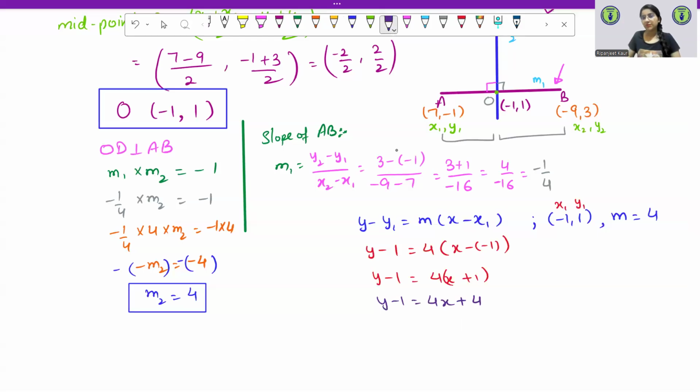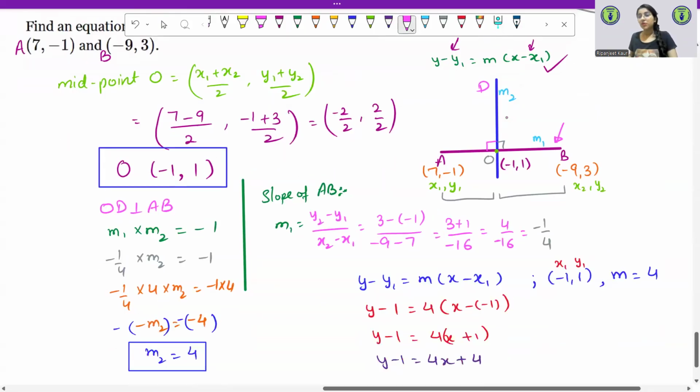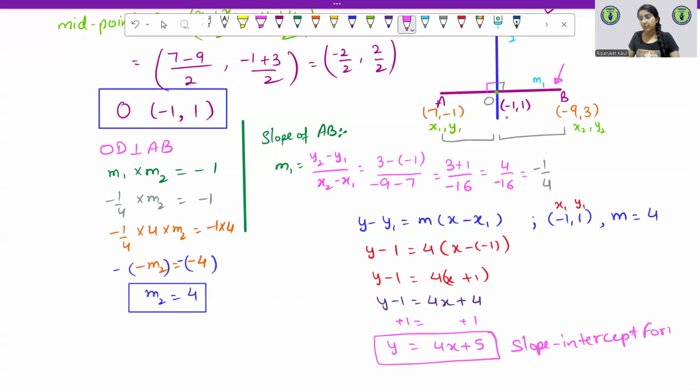And what can we do to find out the value of y? Is there something given over here? Find an equation. So they have not told us that we have to find out the equation in the slope intercept form. If it was the slope intercept form, we would just add 1 on both sides. So y equals 4x plus 5. This is the slope intercept form. But if they have not told anything, this is going to be the slope point form.